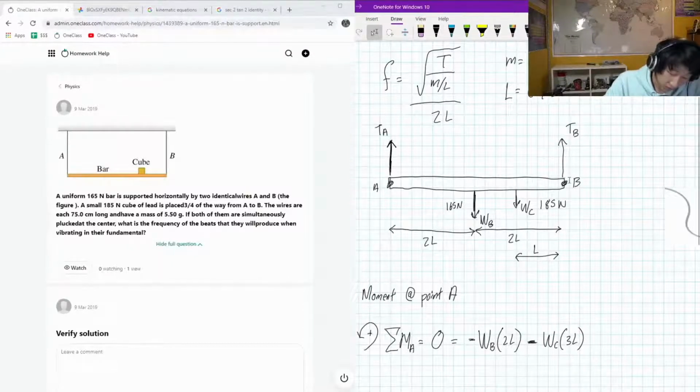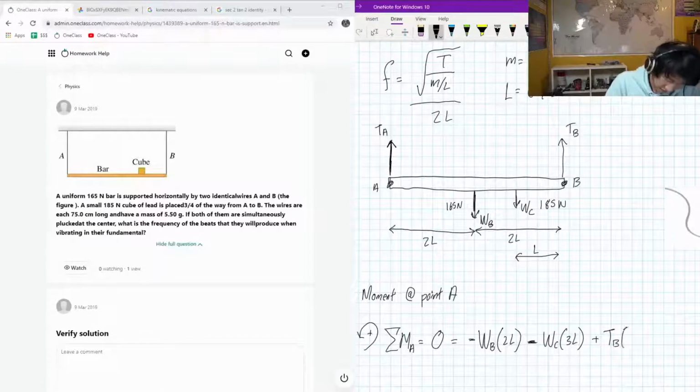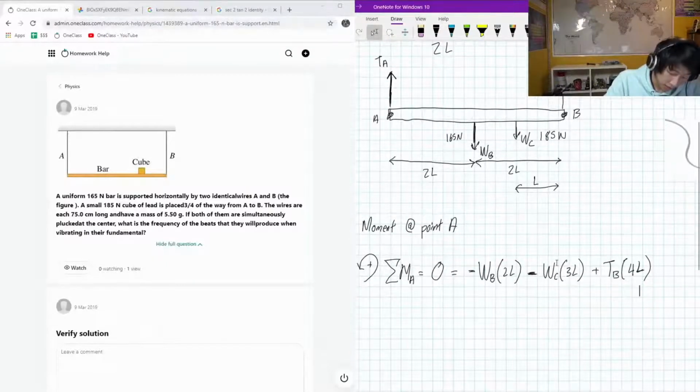Okay, and the last one is going in the positive direction, and it's got to balance out both of these. We have the tension B, and that's going to be 4L away. So plus tension of B, and multiply that by 4L. 4L, that's for life.